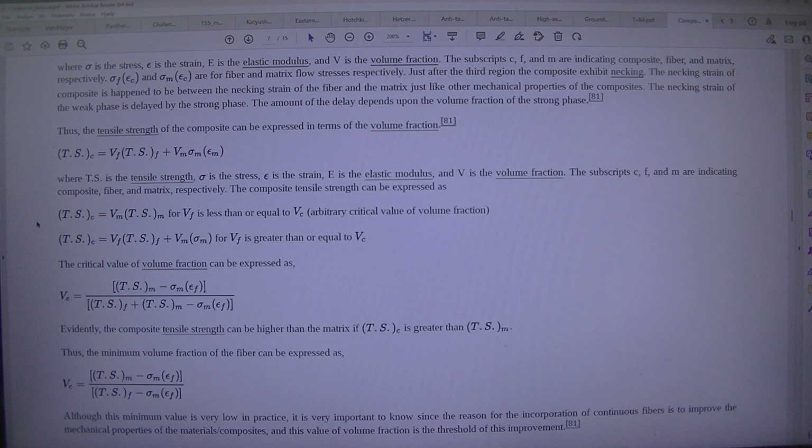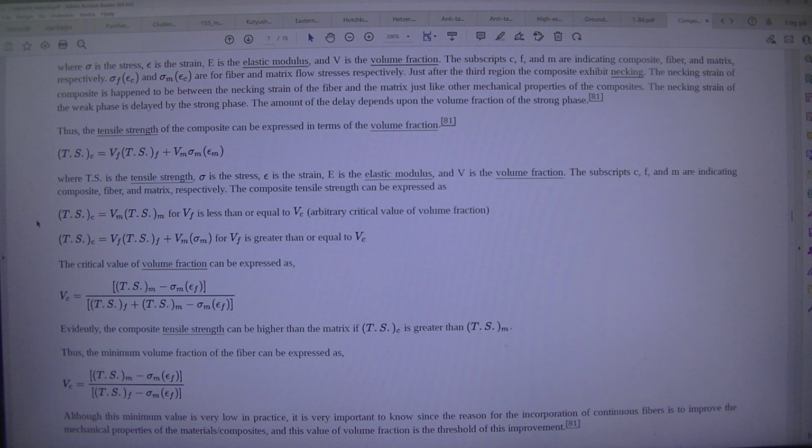The composite tensile strength can be expressed one way for a volume fraction less than or equal to an arbitrary critical value, and another way for a volume fraction greater than or equal to the critical value. Evidently, the composite tensile strength can be higher than the matrix if the fiber volume fraction is greater than the critical value.